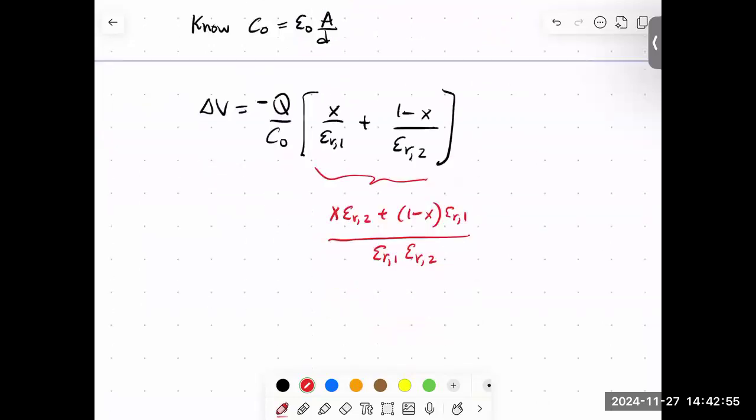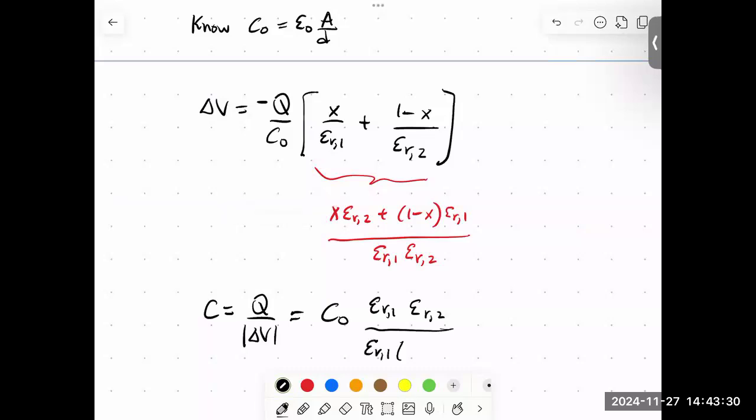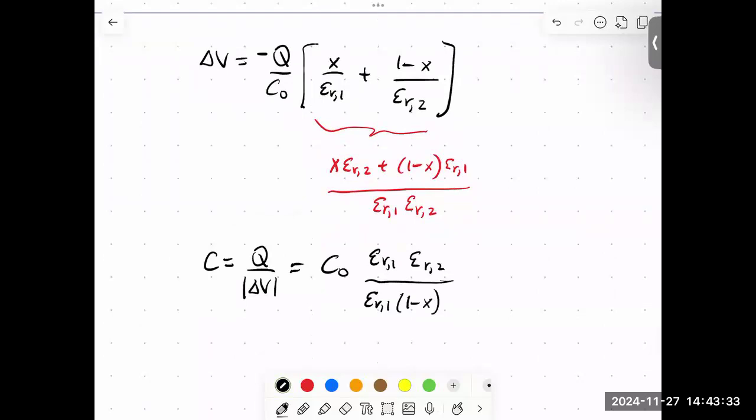Okay, and so now I'm going to calculate the capacitance just like we did in the last problem. I'm going to say C is, I don't care about the minus sign, C is Q over the voltage difference across our capacitor plates. So it's going to be equal to C0, and then we just have to invert this thing. So it's epsilon r1 epsilon r2 over epsilon r1 times 1 minus x plus epsilon r2 times x.